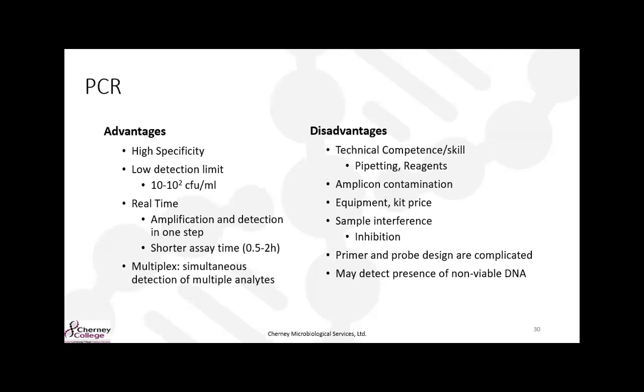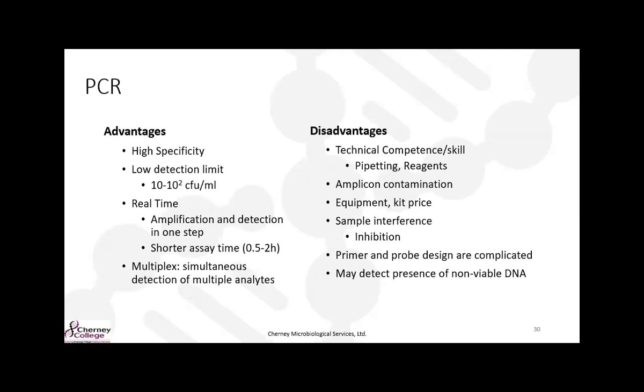Some advantages and disadvantages to PCR. It's very high specificity, which is a great advantage. A low detection limit, 10 to the 2 CFU per mil. With real-time PCR, seeing that amplification and detection in one step is a great benefit. You get shorter assay times. Also, you can run simultaneous detection of multiple analytes at once. So you can do Salmonella and Listeria in the same run.